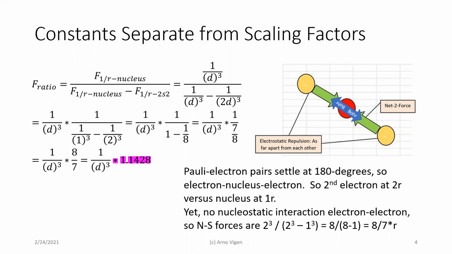That would mean that you would not have the nucleostatic electron-electron. It only applies when at least one of the particles is a physics color particle. So as a result, you get 1 over 1 cubed minus 1 over 2 cubed. And that's 1 minus 1/8, which is 7/8, and thereby 8 over 7, or this extra factor of 1.142856. Now what happens to that 1604?